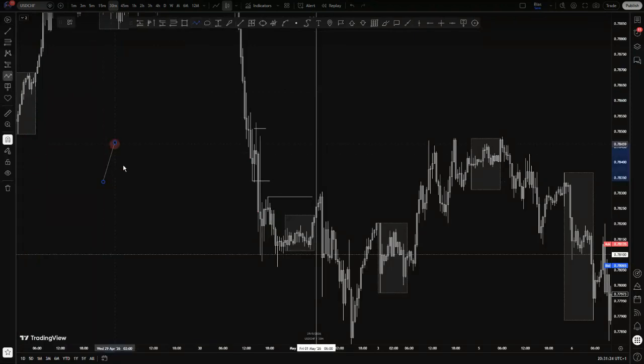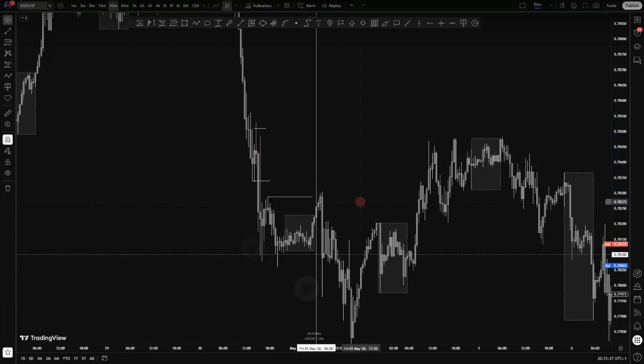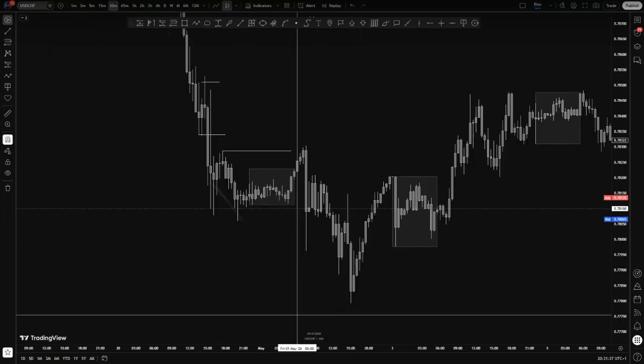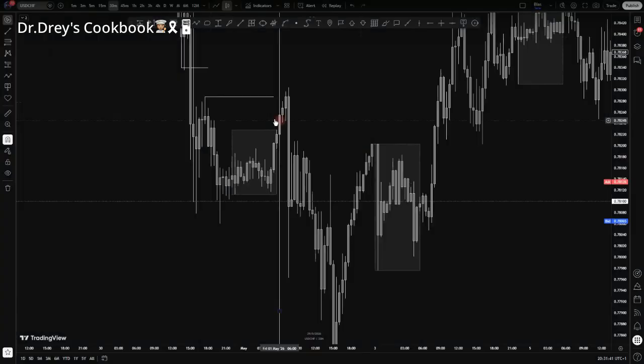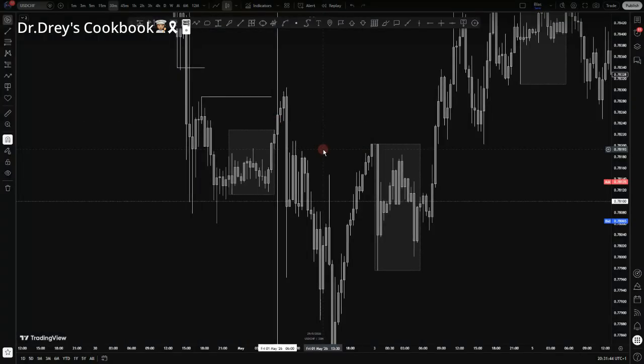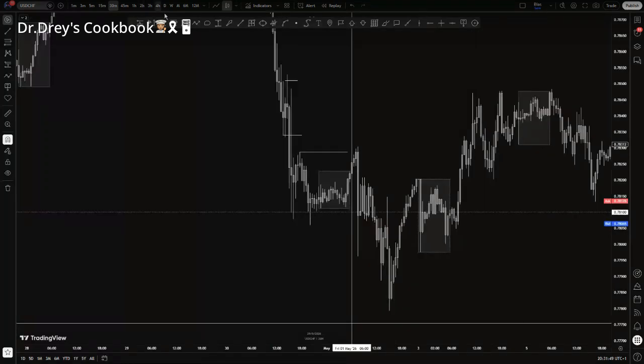Like seeing proper liquidity being swept and then a structure break. I want it to be as textbook as possible. So this still works. This works very, very well. The expectation will be a retracement to this point, a retracement to sweep this liquidity, and then we continue the cycle.